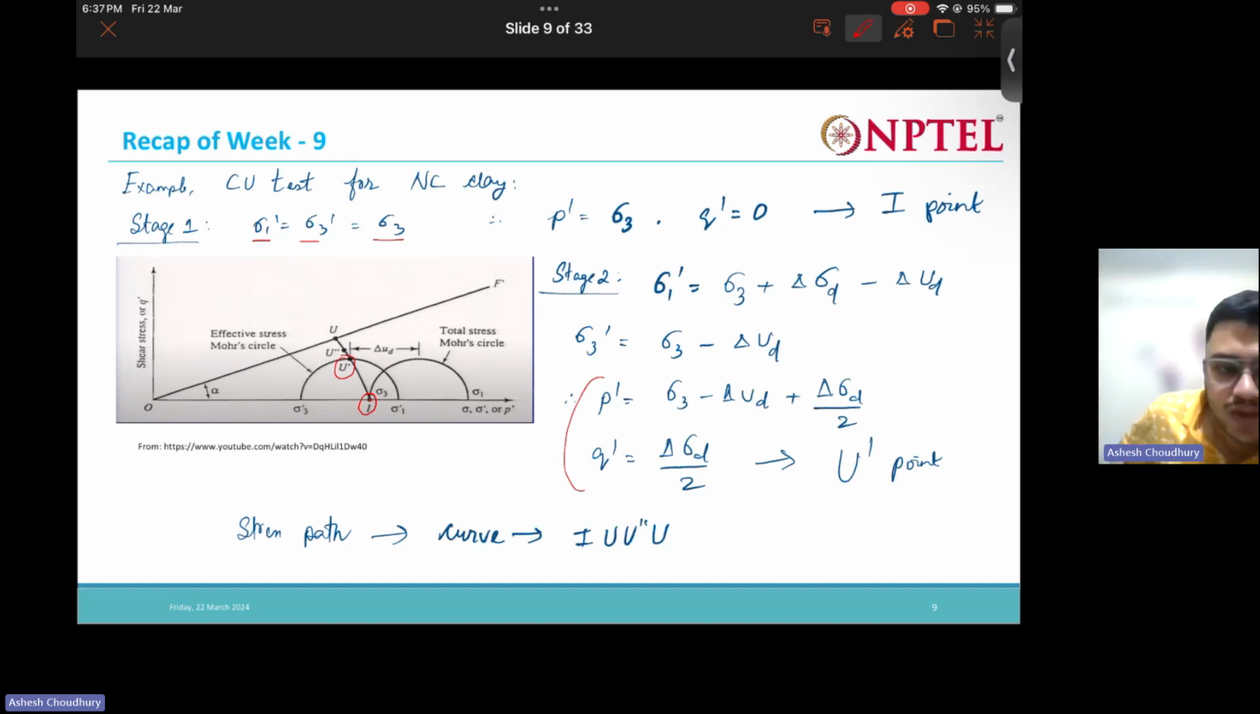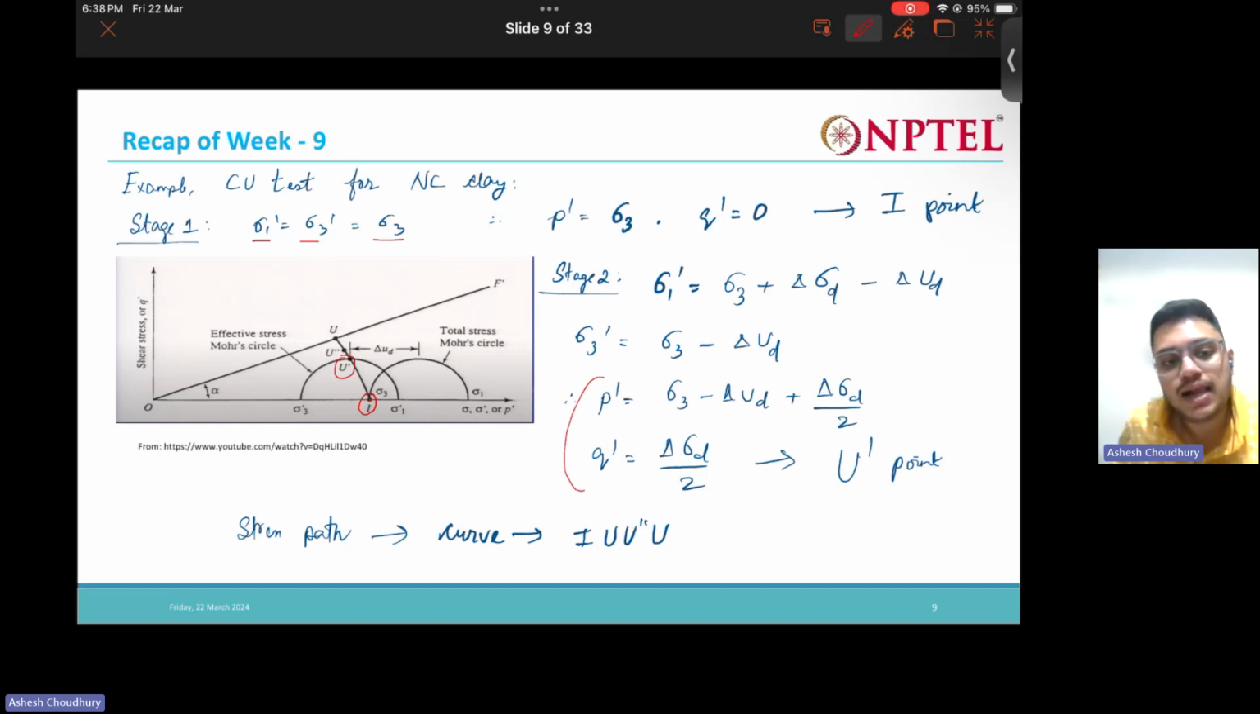Now again, in the second stage only, at some other time if we measure, it will give us the point U double prime, and then finally it is going to give us the point U, which lies on the OF prime.